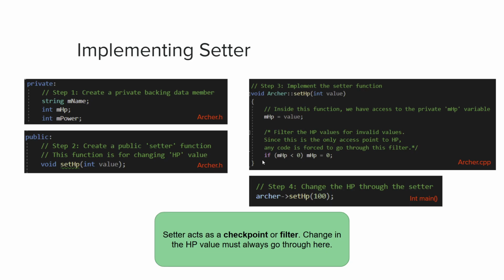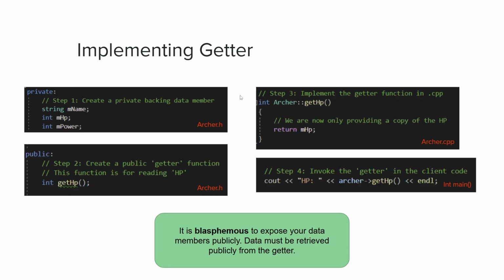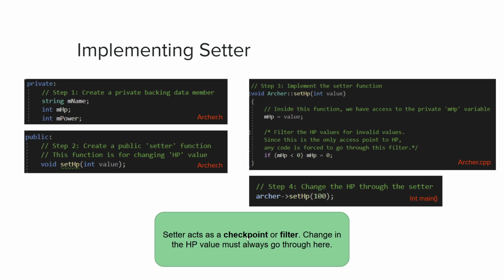Okay, so that's it. Getters and setters. Dali lang, di ba? So this is our access methods. Setters act as a checkpoint or filter. In this case, we filter that it only can go to 0. That's the minimum number. Right? Questions? Clarification about this one?